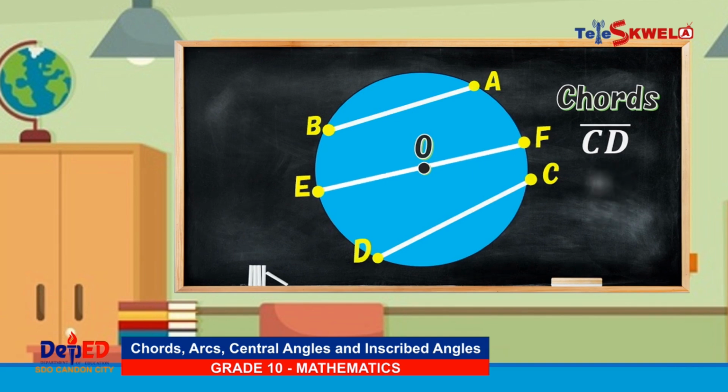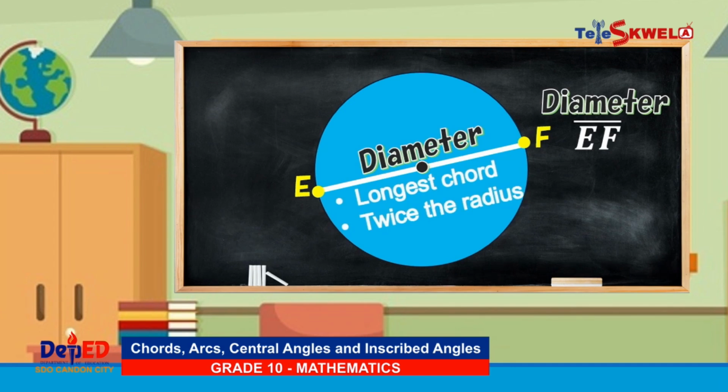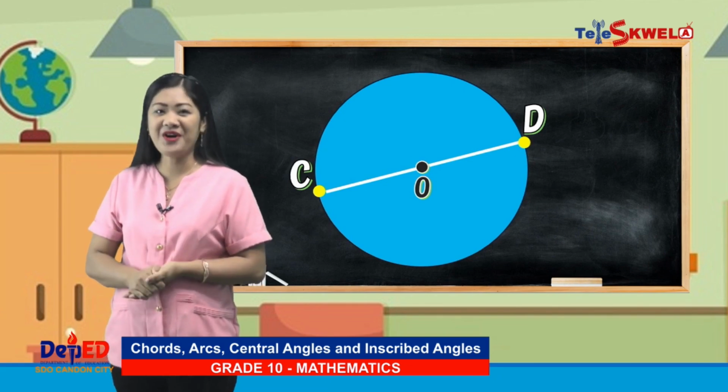Let us focus on chord EF. What seems to be special on this chord? You're right. This chord passes through the center of the circle. If a chord passes through the center of the circle, then this chord is called a diameter. Remember, a diameter of a circle is a chord that passes through the center of the circle. It is the longest chord of a circle, and its length is twice as long as its radius. Did you get the relationship between a chord and a diameter of a circle? I know you got it. Let us proceed.